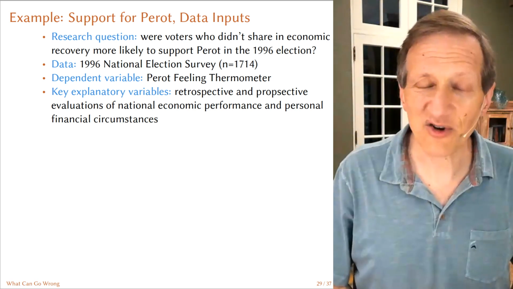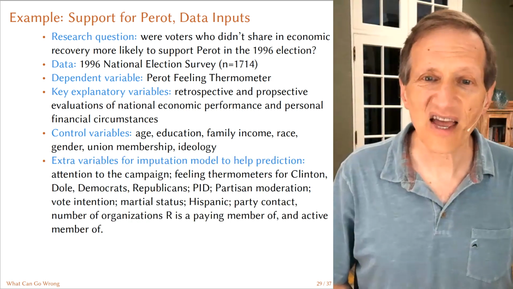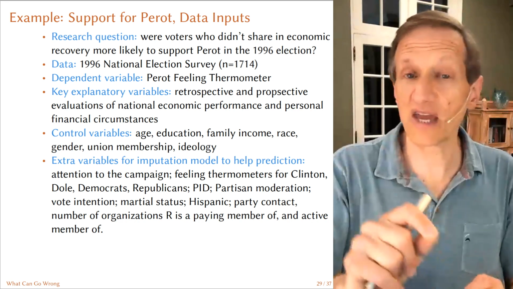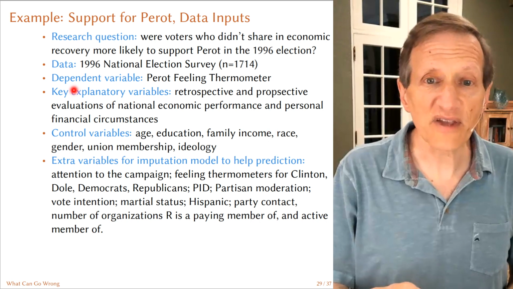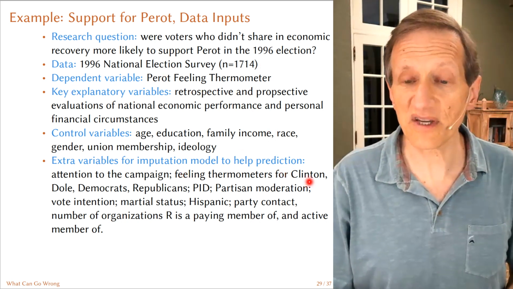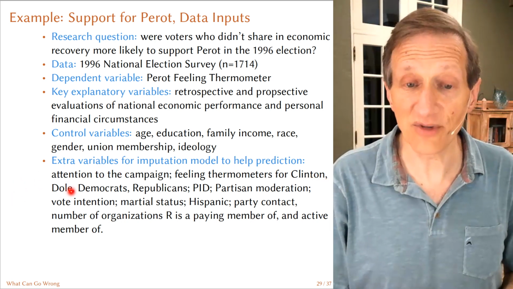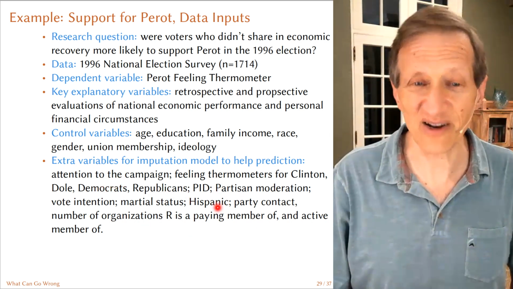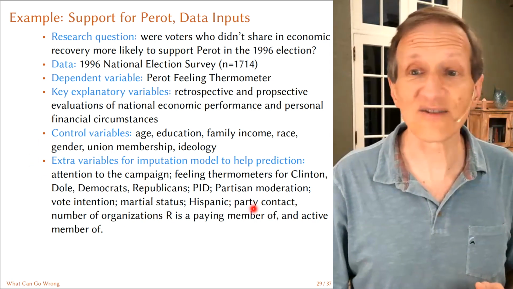There's several explanatory variables that researchers are interested in, and a whole bunch of control variables. And then we found some extra variables that would help the imputation, so we could have this property of super efficiency. So if the Perot feeling thermometer was one of the outcome variables, we also put in feeling thermometers for the Democratic candidate Bill Clinton and the Republican candidate Bob Dole, the feeling thermometers for the Democrats and the Republicans, and party ID and various other things.